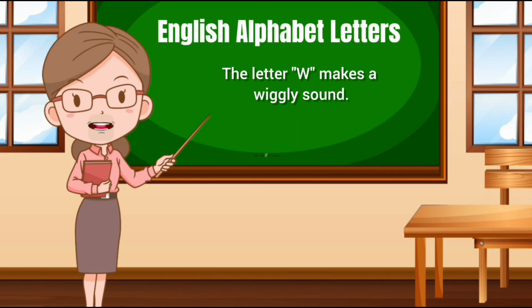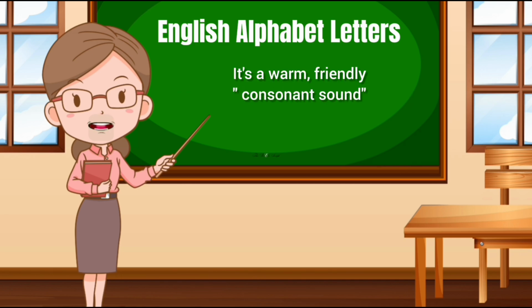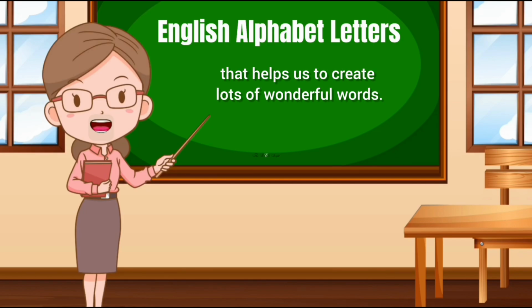This is the alphabet letter W. The letter W makes a wiggly sound that sounds like Wo, it's a fun sound, like a gentle wave or a whispering wind. That's the sound of W. We can hear it at the beginning of words like water, wiggle, and whale. When we say W, we round our lips and let the air flow out smoothly. It's a warm, friendly consonant sound that helps us to create lots of wonderful words.